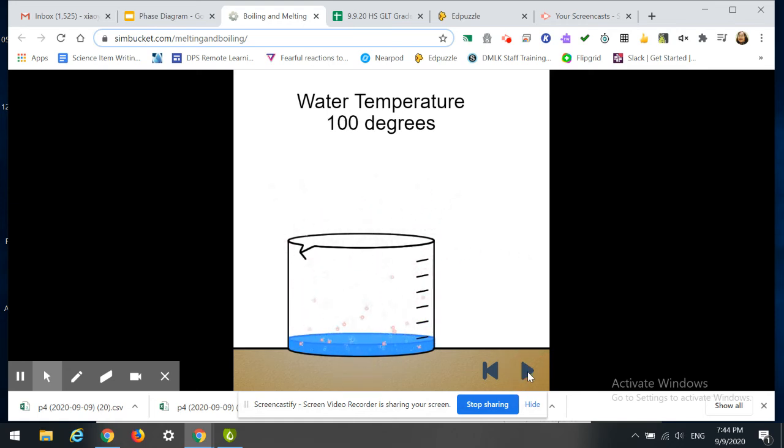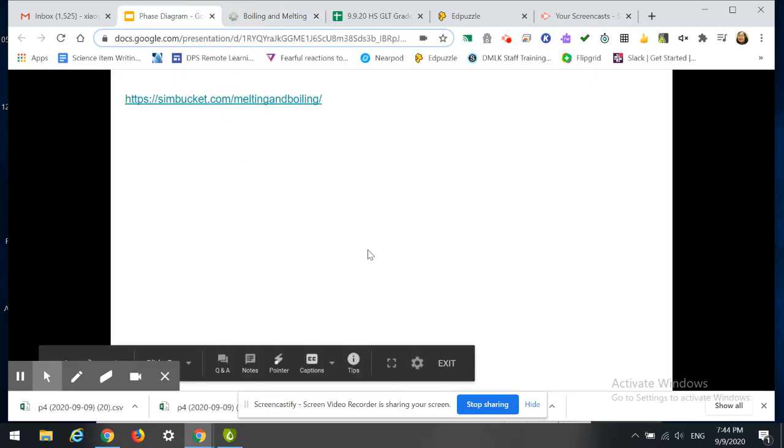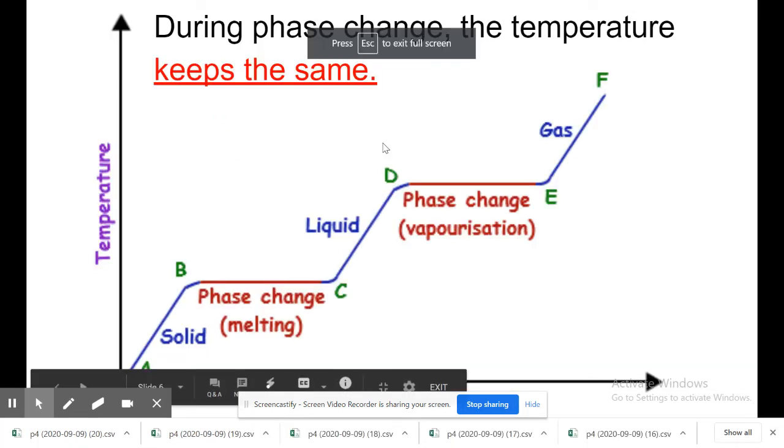100 Celsius. Look what happened. When it's 100, all the liquid water becomes gas, becomes water vapor. The temperature again didn't change. We call this the boiling point. Okay, now let's go back to here. We're going to look at this diagram.